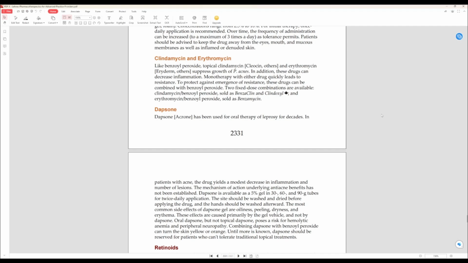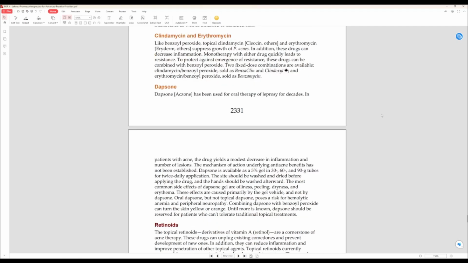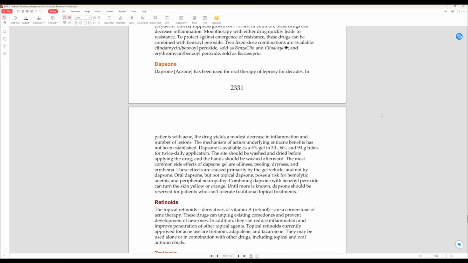The site should be washed and dried before applying the drug, and the hands should be washed afterwards. The most common side effects of Dapsone gel are oiliness, peeling, dryness, and erythema. These effects are caused primarily by the gel vehicle and not by Dapsone. Oral Dapsone, but not topical Dapsone, poses a risk for hemolytic anemia and peripheral neuropathy. Combining Dapsone with benzoyl peroxide can turn the skin yellow or orange. Until more is known, Dapsone should be reserved for a patient who can't tolerate traditional topical treatments.